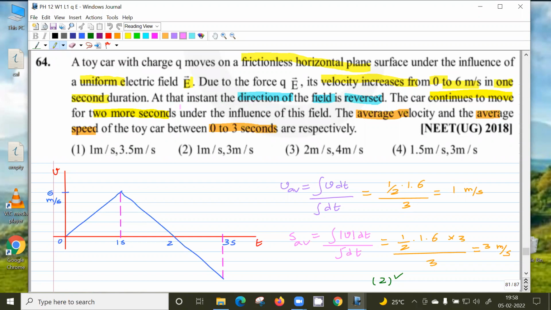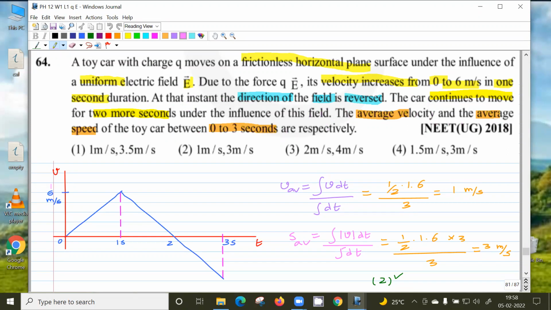At that instant, after 1 second, the direction of the electric field is reversed, so the acceleration is in the opposite direction. The car continues to move for 2 more seconds under the influence of this field. So our region of interest is from 0 to 3 seconds. So average velocity, average speed.